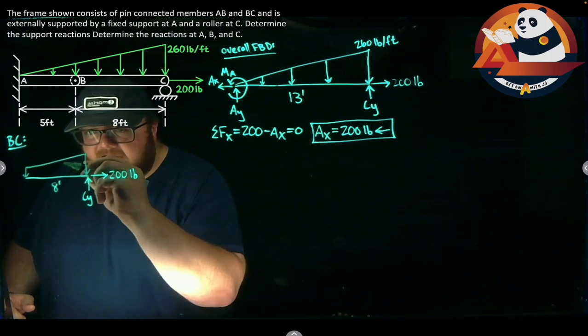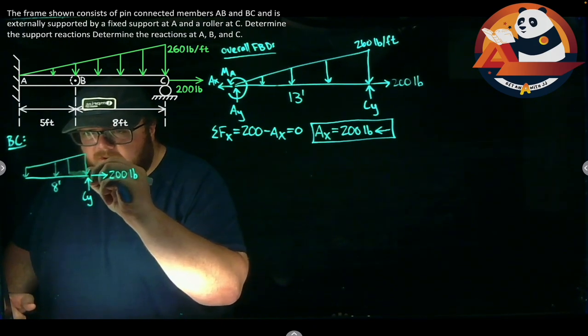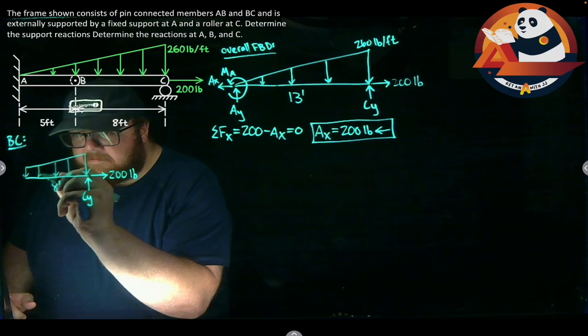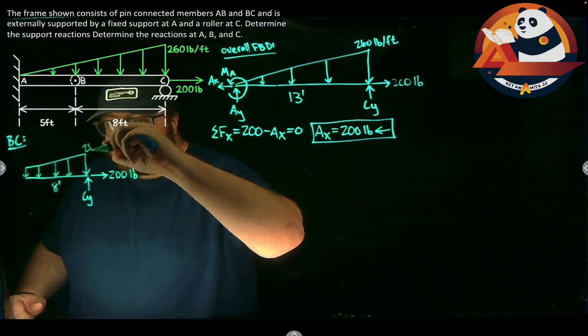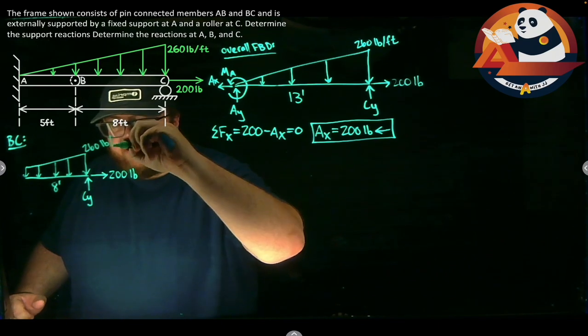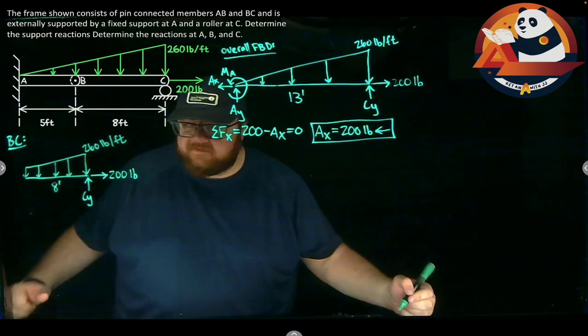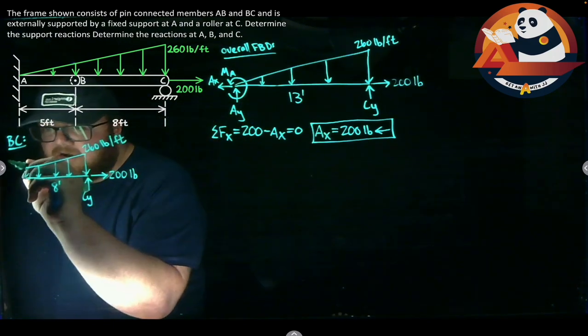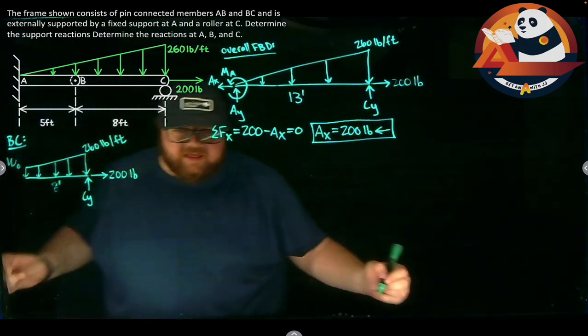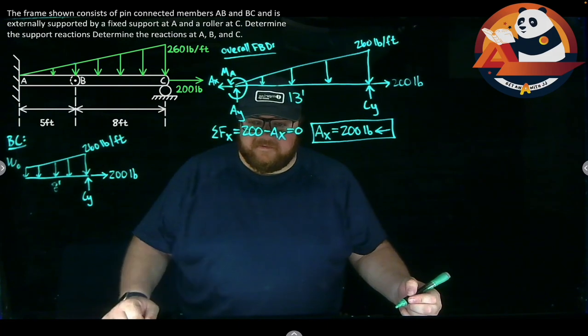My original height, I don't know at this point. We'll find it though. But my maximum height at the right edge is 260 pounds per foot. And the small height, let's call that W0, the height at the beginning of our trapezoid.